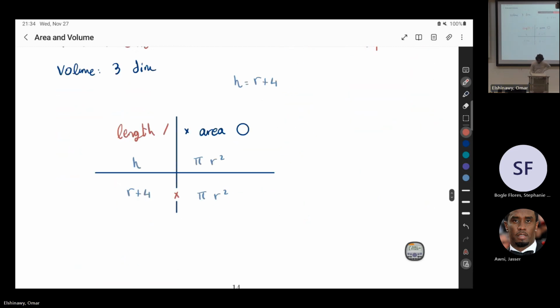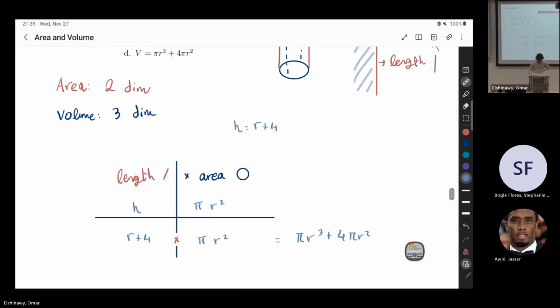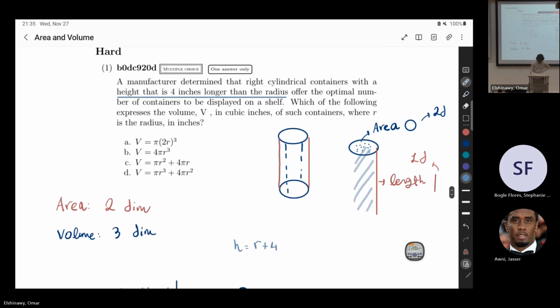So this is the answer: r plus 4 times pi r squared. This will give me pi r cubed plus 4 pi r squared, which is this. So that's really what I wanted to communicate.